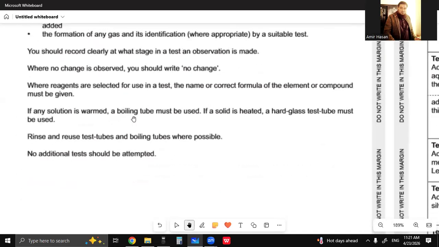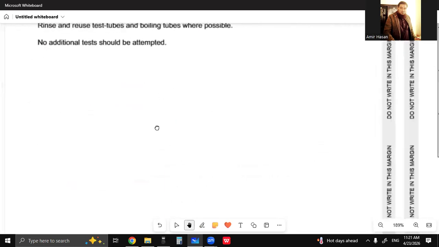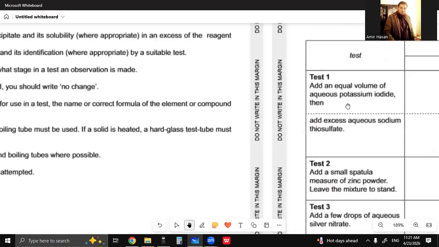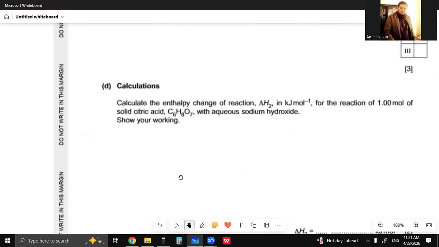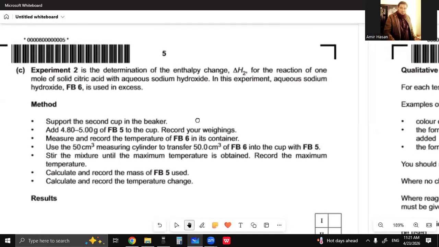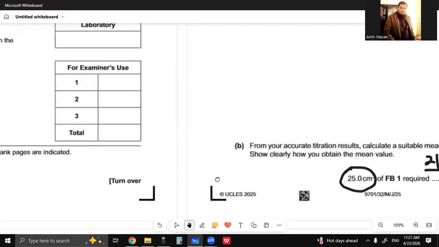Where there is no change in color, you should write no change. And when there is a change, after these, we do many other tests. I will tell you about these tests. These are the tests which are coming last. First, we calculate the reading from the titration set. Now, here we solve the A part and B part.